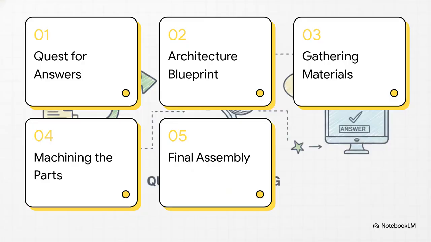Okay, let's just quickly map out our project blueprint for today. We're going to hit 5 key areas: the quest for answers, laying out the architecture blueprint, gathering materials, machining the parts, and finally, the final assembly. Let's get right into it.